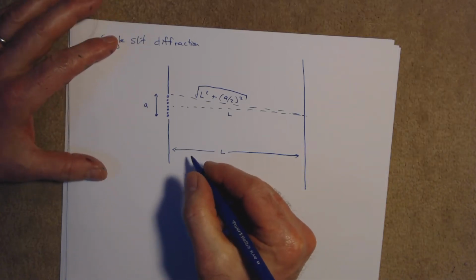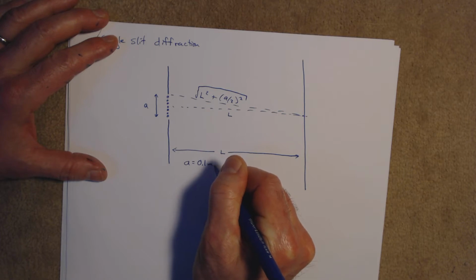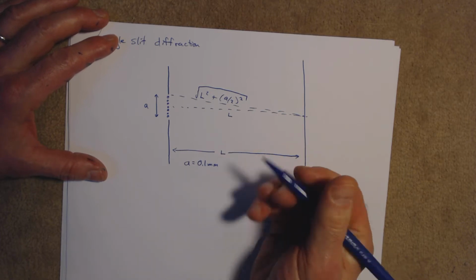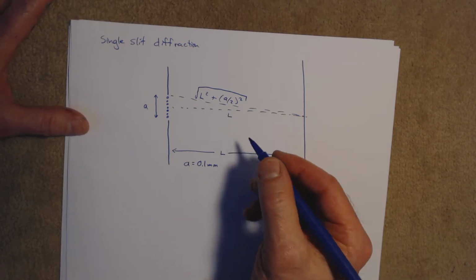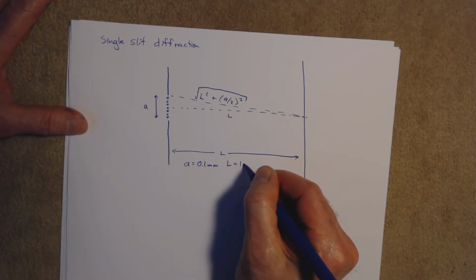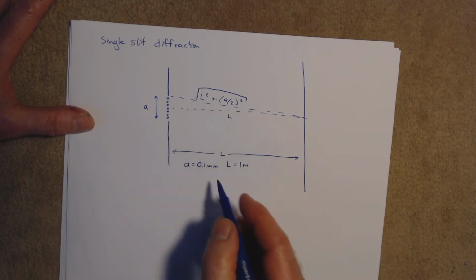As an example, let's use a equals 0.1 millimeters, which would be a typical width of a slit that you're using for optical experiments, and L equals 1 meter, again, fairly typical. So we want to compare L with this square root.